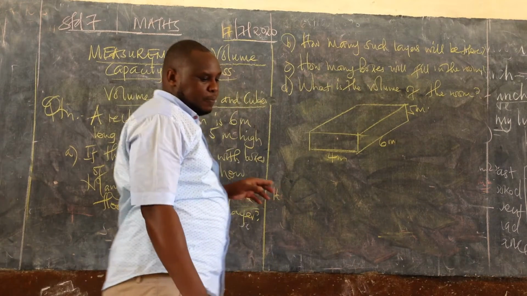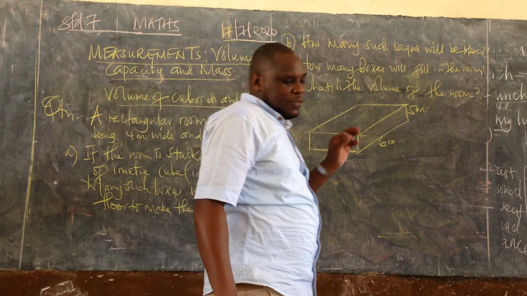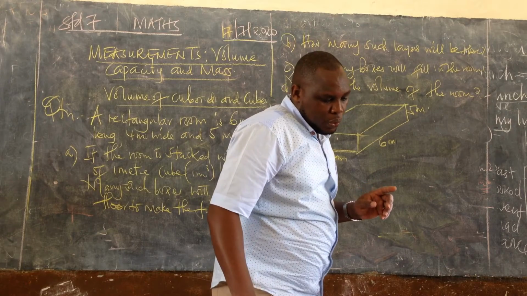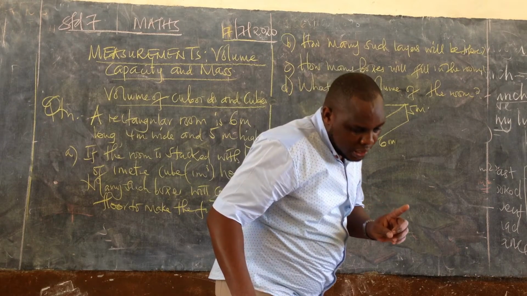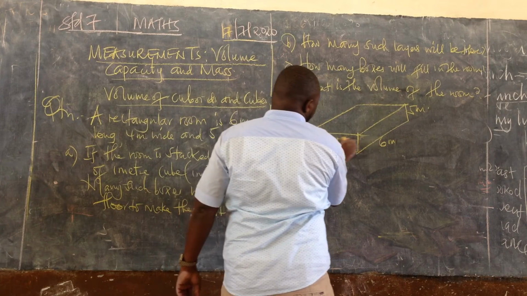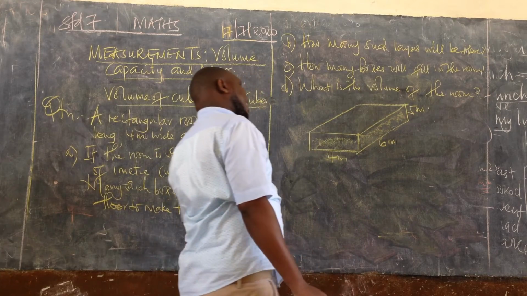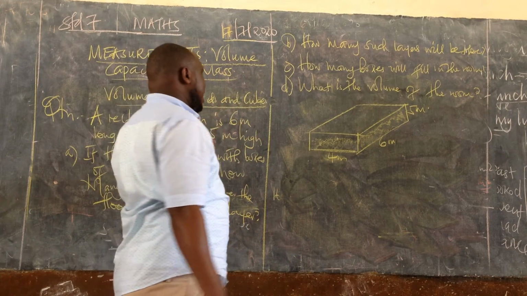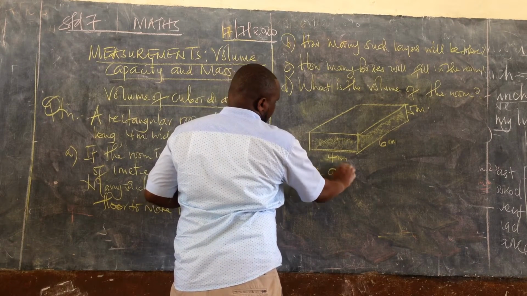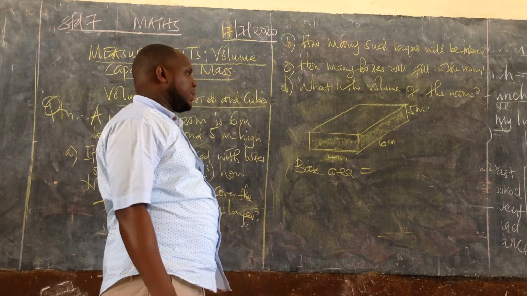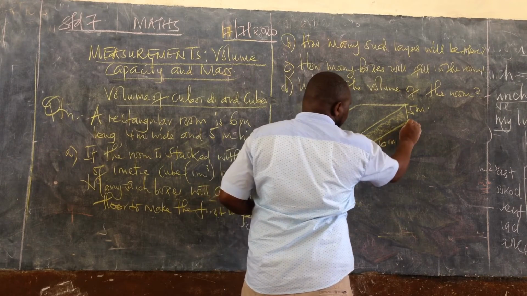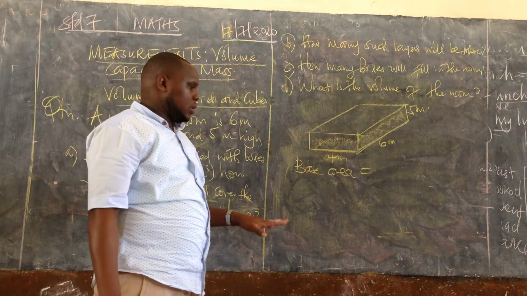And then now question number 1. If the room is stacked with 1 cubic meter boxes, how many such boxes will cover the floor to make the first layer? We're talking about the floor here. We are not talking about the height. So they are talking about the base area. Let's calculate the base area, the one that will cover the base. Fill here, and fill here, to make the first layer.